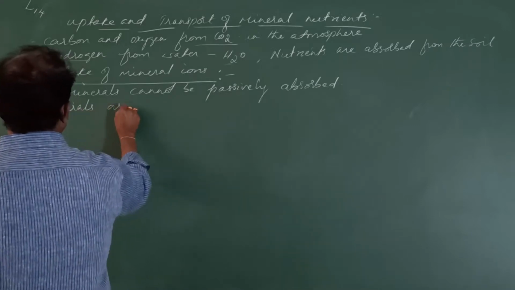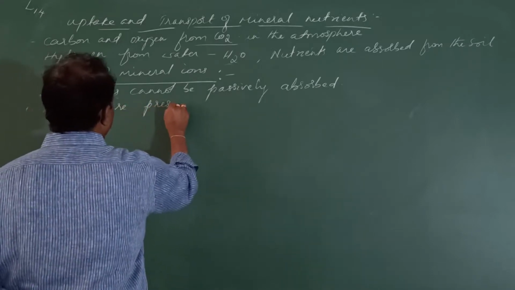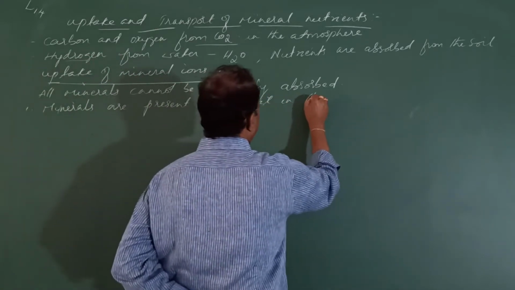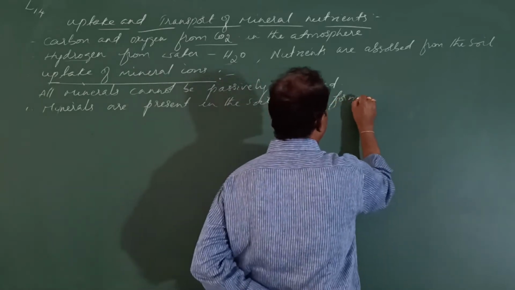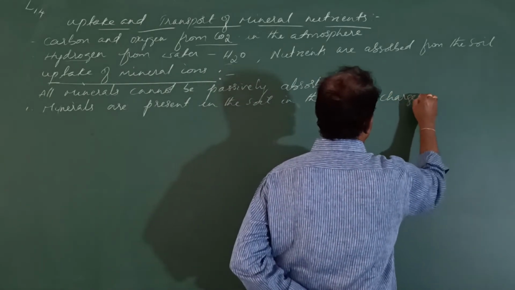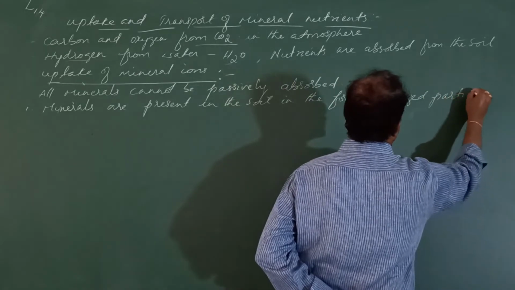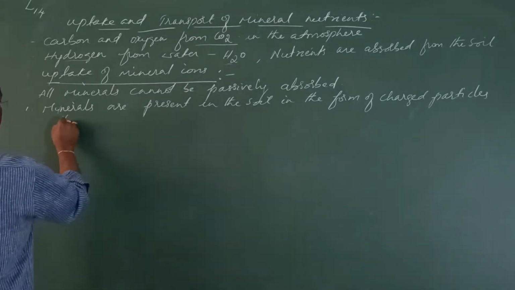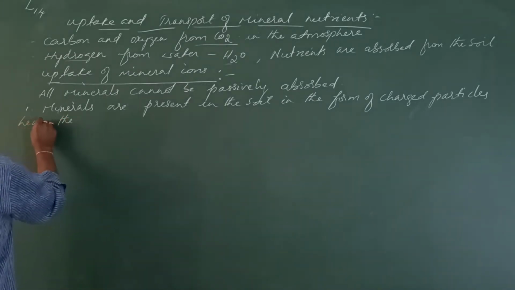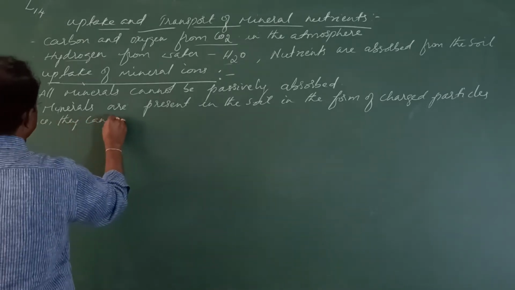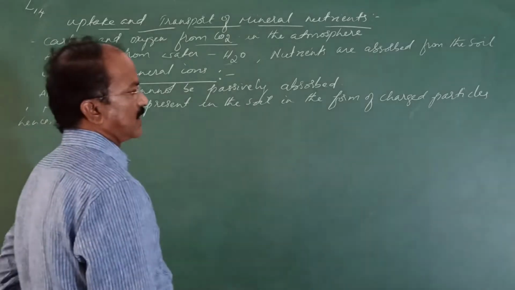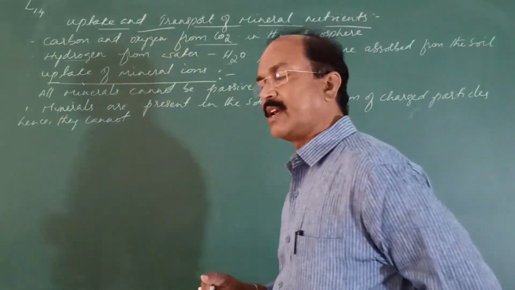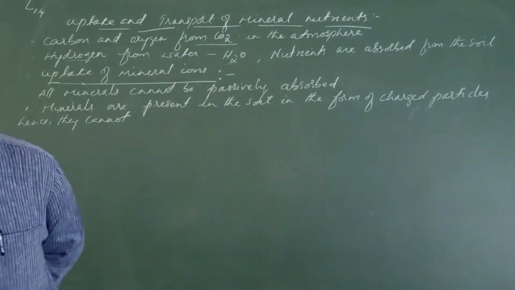Minerals are present in the soil in the form of charged particles. Hence they cannot cross the cell membranes. The epidermal cells of the root consist of the cell membrane, and they cannot pass. Then how do they pass?